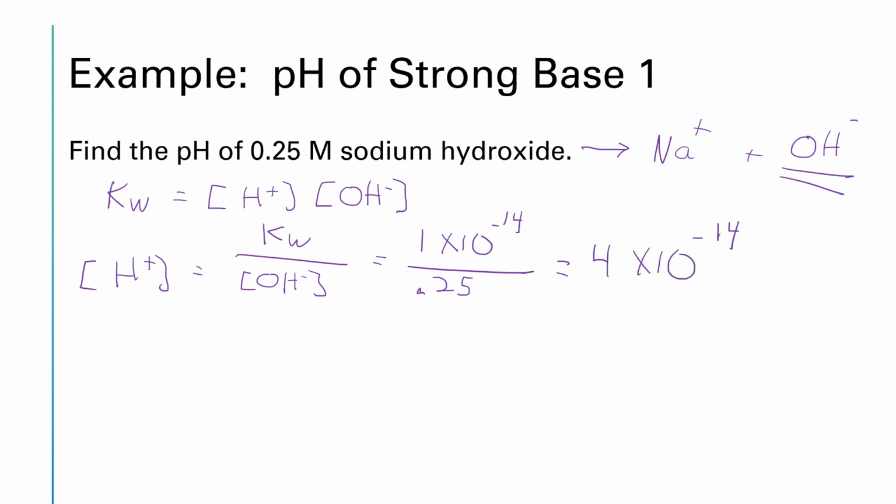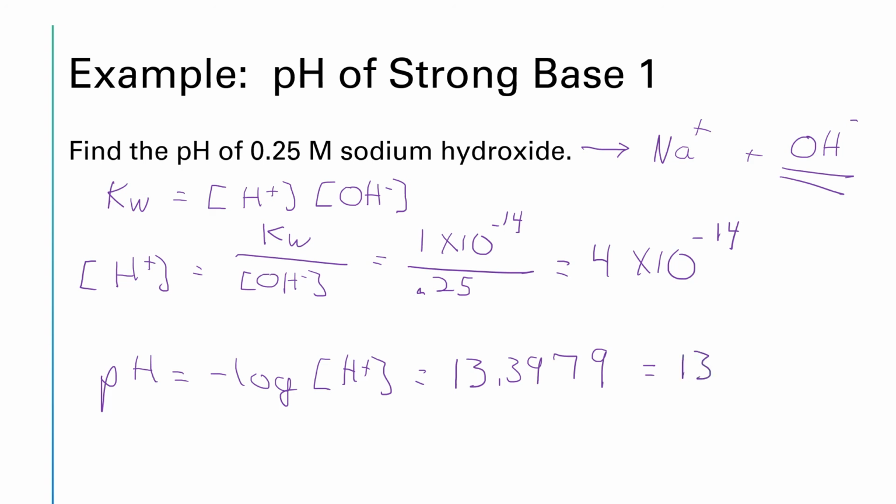14. To calculate our pH, we're going to take minus the log of H plus. And so if I take the log of that and change the sign, I've got a pH of 13.3979. I got a little sloppy on my significant figures. I had 2 in my original molarity, so I should have 2 decimal places in this number for our pH. So I end up with a final value of 13.40.